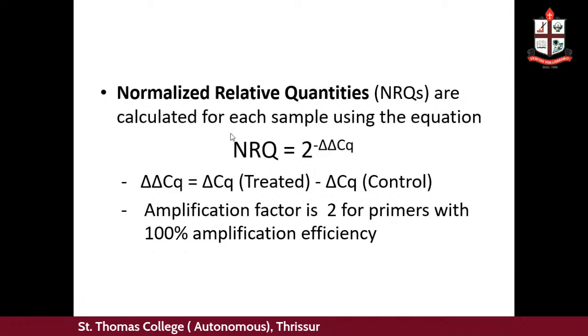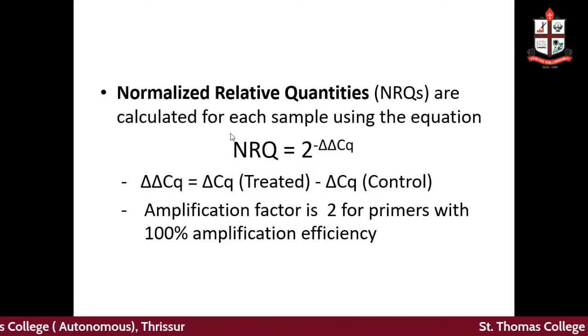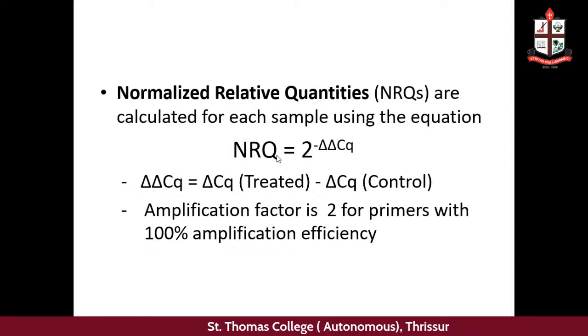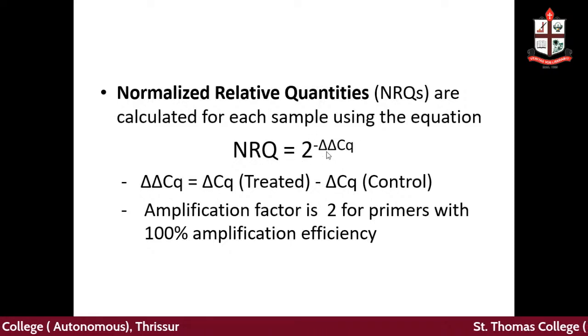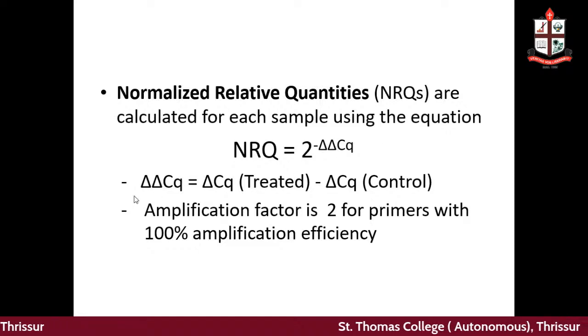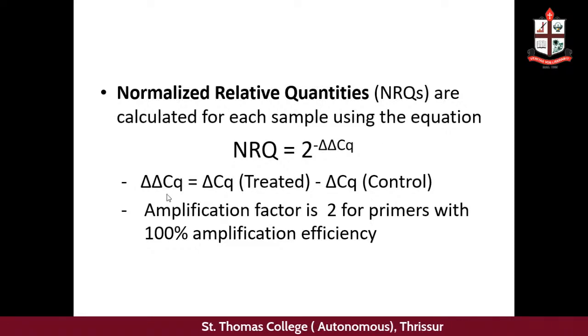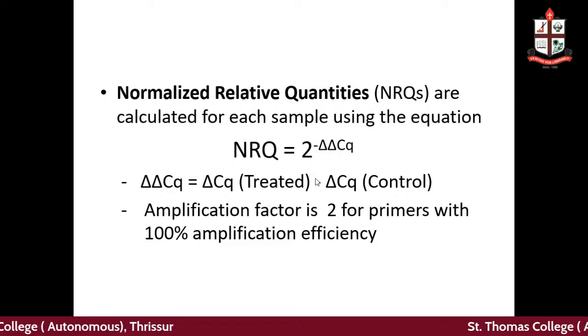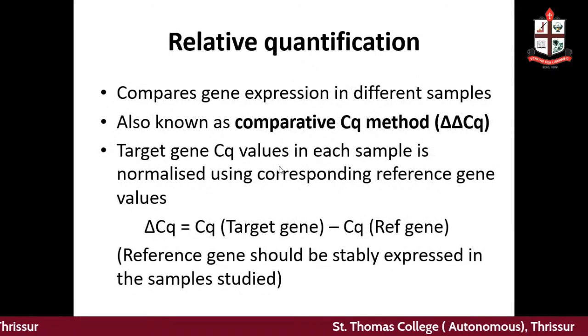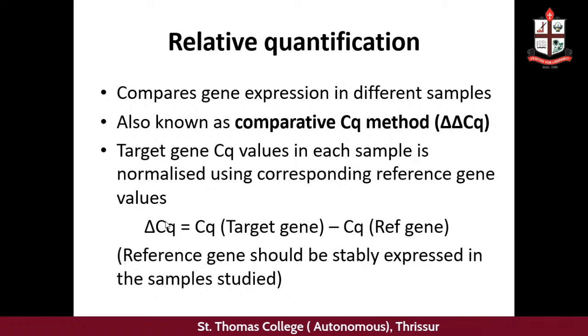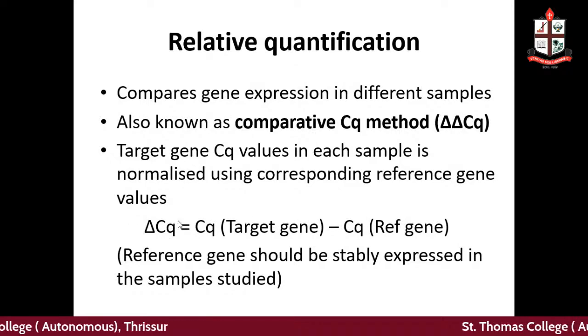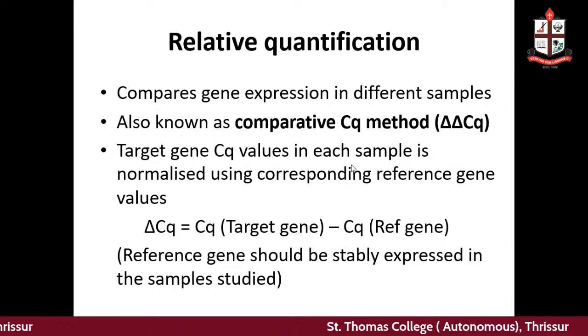Okay. And then normalized relative quantities are calculated, and it is calculated by a delta Cq method. So normalized relative quantity is calculated by this equation, that is 2 raised to minus delta delta Cq. We'll see that in detail. So delta delta Cq stands for delta Cq treated minus delta Cq control. So before that, delta Cq is the Cq of target gene minus Cq of the reference gene, that is delta Cq. So in delta Cq method, we subtract.